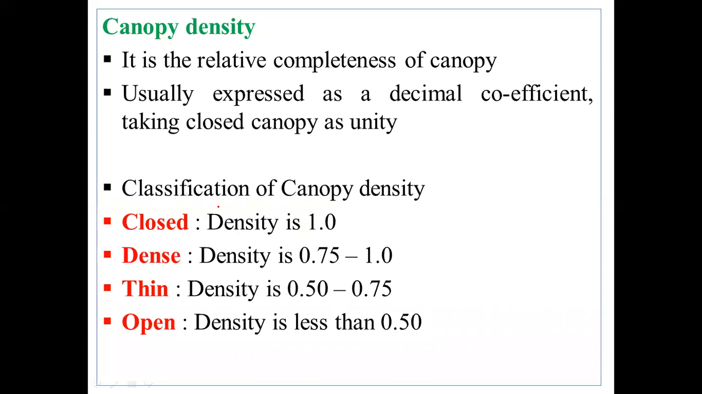When you want to say it's a closed canopy, the density must be one. It must be completely closed in nature. Next is the dense canopy. For a dense canopy, the density must be 0.75 to 1.0. Next is the thin canopy density, which is 0.50 to 0.75. Next is the open canopy. If the density is less than 0.5, that will be called an open canopy. All these four classifications of canopy densities are very important.